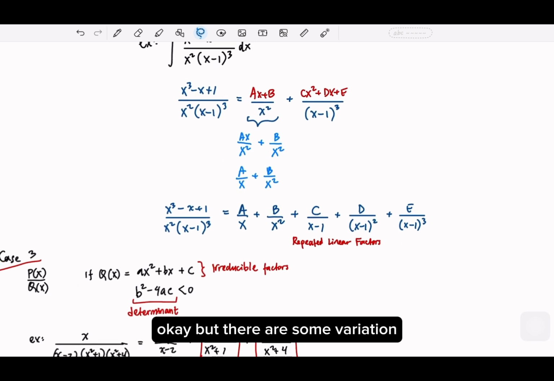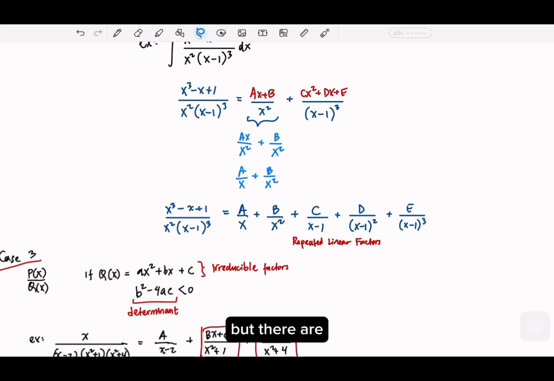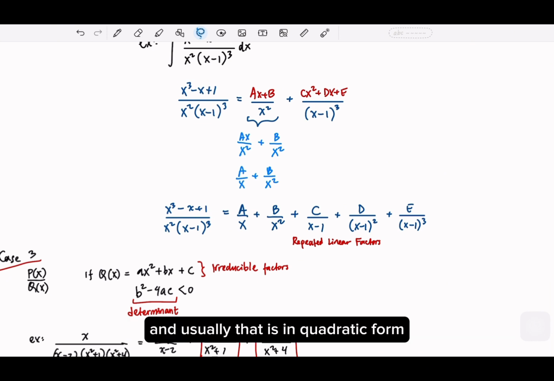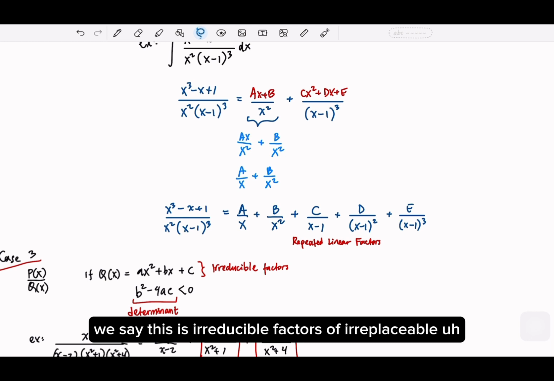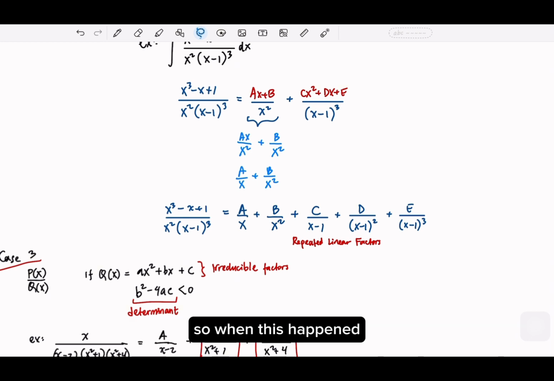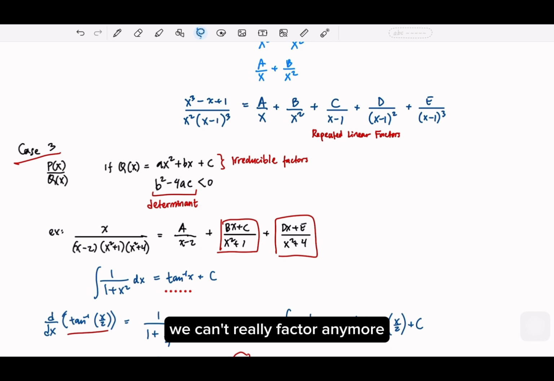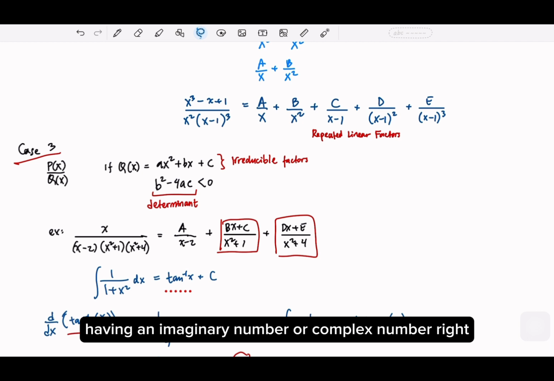Okay, but there are some variations. This is by default the standard in partial fractions, but there are some factors that we still cannot really reduce, and usually that is in quadratic form. We say these are the irreducible factors, or irreducible quadratics. For example, x squared plus 1, we cannot factor anymore, because that actually has an imaginary or complex number, right?